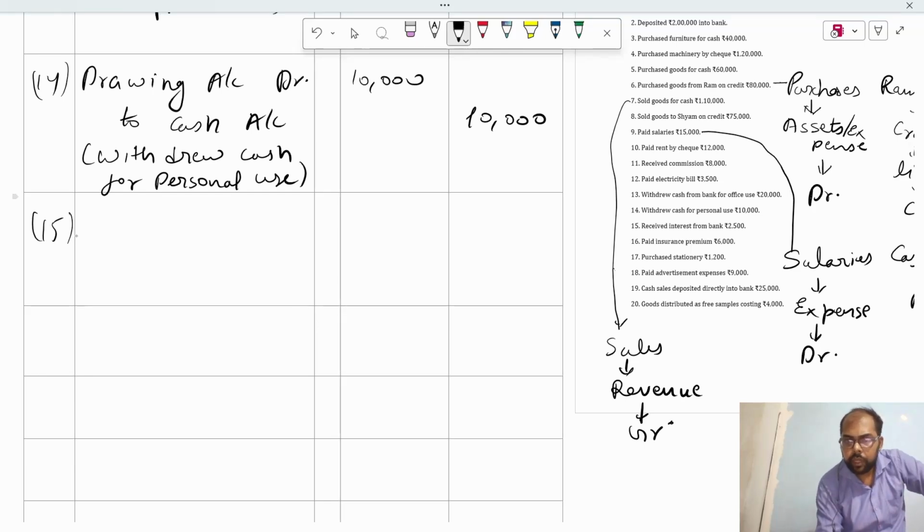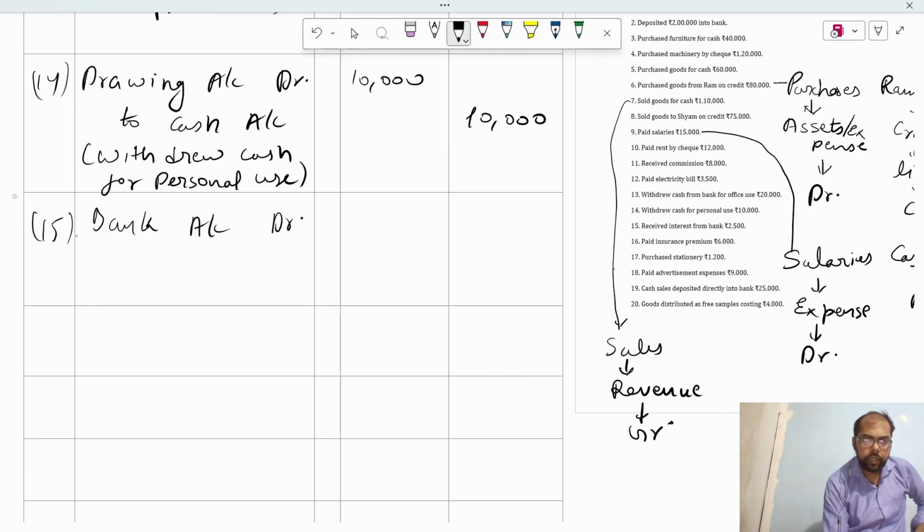All right, the 15th entry is received interest from bank 2500. Fine. See, when you receive interest, it is received in the bank account. So the bank balance is increasing and bank is an asset. Increase in asset is debited.